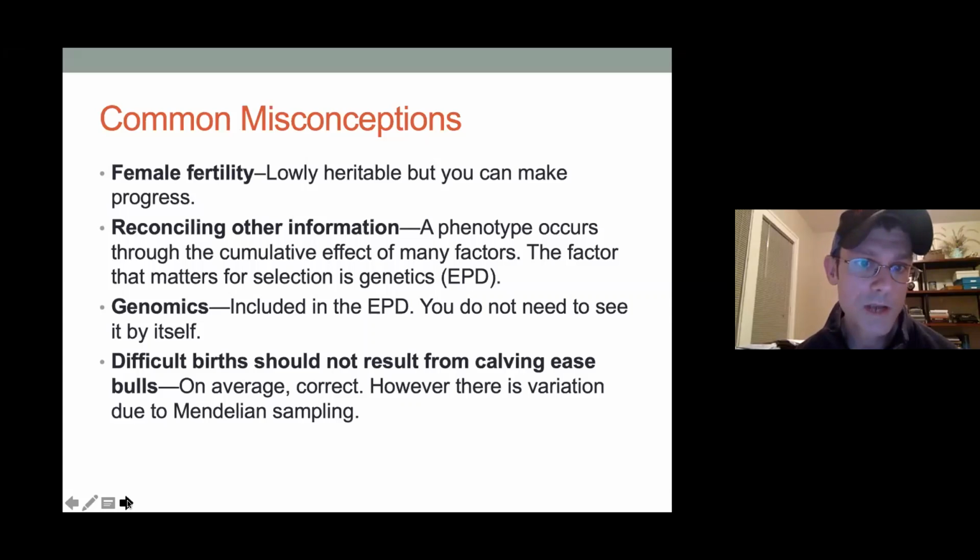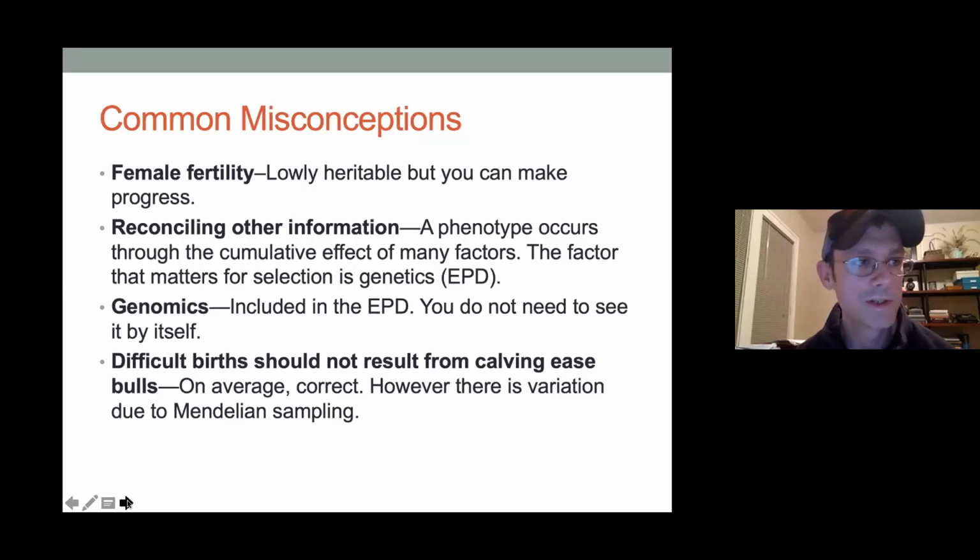So how do you reconcile other information? In a bull sale catalog, there will be a lot of data. Some of it is useful information. Okay, EPDs, economic selection indices, those are useful information. A bull's phenotype, what he actually weighed at birth, how much he actually weighed at weaning, occurs through the cumulative effect of a lot of factors, right?